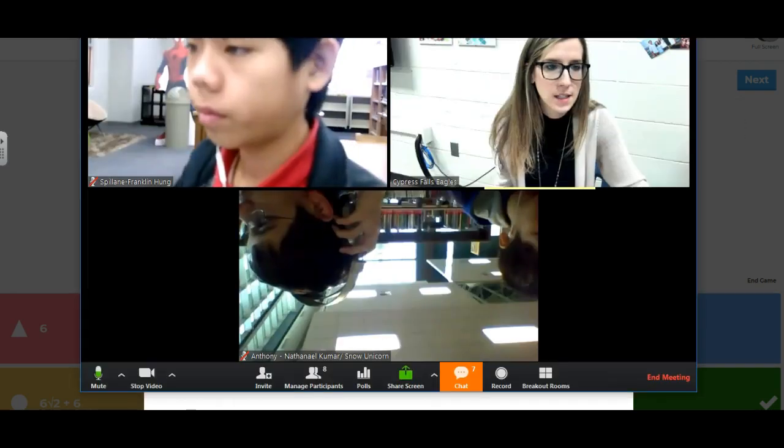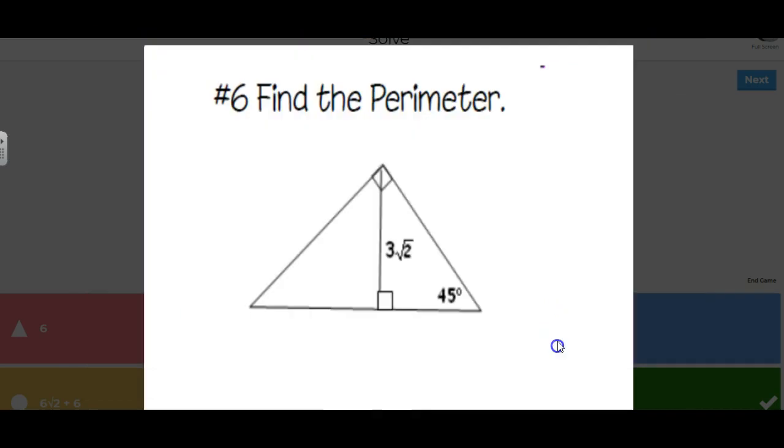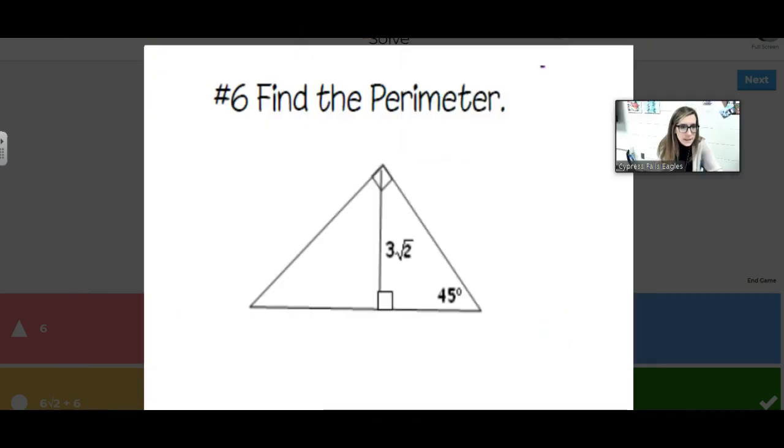So first we can start with our 3 root 2, 3 root 2, 3 root 2, root 2, which gives us 6. Are we okay with that? Square root of 2 times square root of 2 is 2. So 3 times 2 is 6. You'll discover that this is 90, this is 45, making this 45 because 90 minus 45 is 45. Oh my goodness, so even though it wasn't drawn to scale, this triangle was congruent to the other triangle.